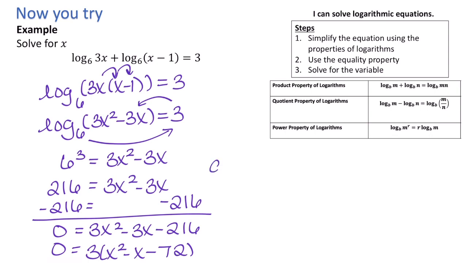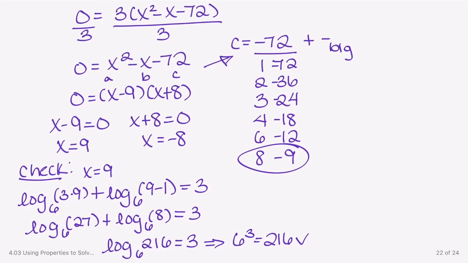Since it's a quadratic, we're going to rewrite it in ax squared plus bx plus c equals 0 form. And so when we do that, notice that these three terms have a GCF. The GCF is equal to 3. So what I did is I factored out that 3. So remember, that means I put the 3 in front and then divide each term by 3. So I have 3 times x squared minus x minus 72. So what I can do now is divide both sides of the equation by 3, which gives me x squared minus x minus 72.